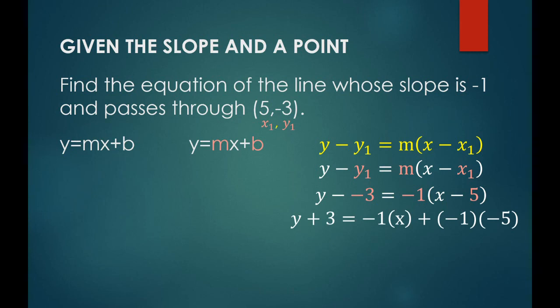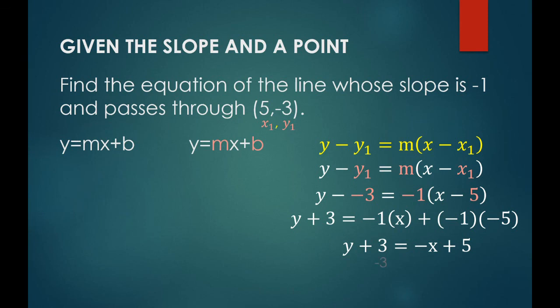Since we have minus the negative sign, it's like negative times negative, so it becomes positive. y plus 3 is equal to negative 1 times x plus negative 1 times negative 5. We multiplied negative 1 by each of the components in the parentheses. So y plus 3 is equal to negative x plus 5.